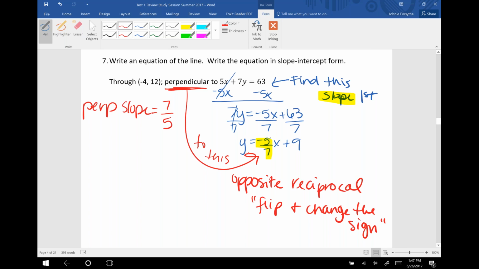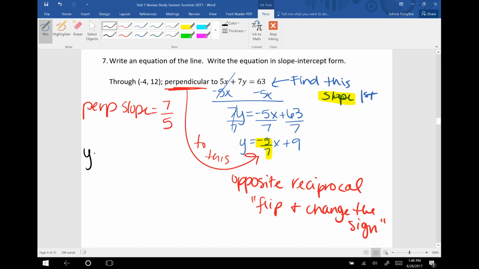So now that we have the slope that we want to use, we have a point, so we can go ahead and either use point-slope form or use y equals mx plus b. So just curious, what form do y'all want me to use? Point-slope or slope-intercept form, or you don't care? Point-slope. Cool. All right.